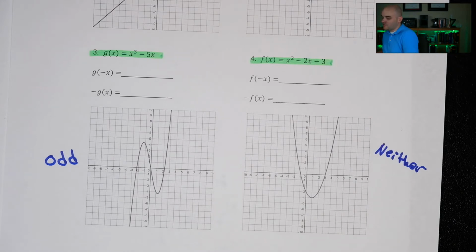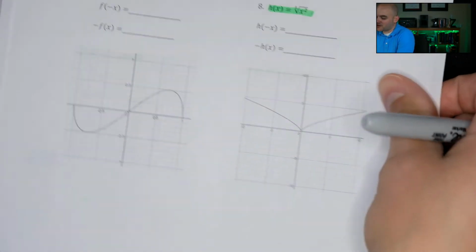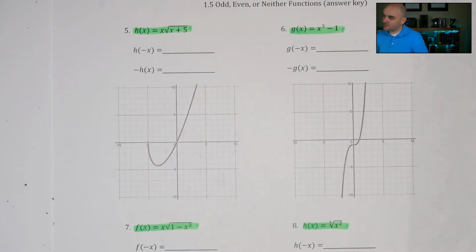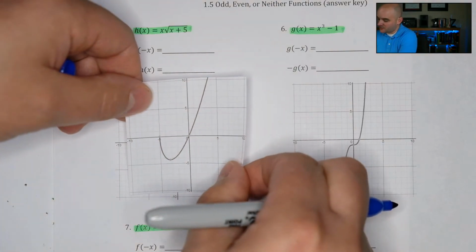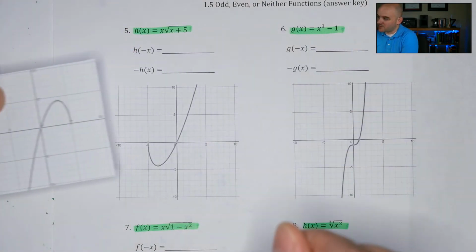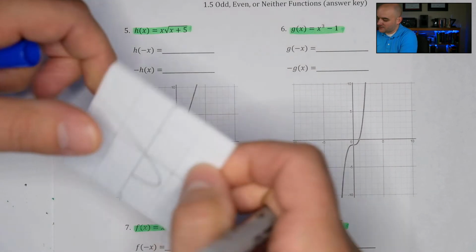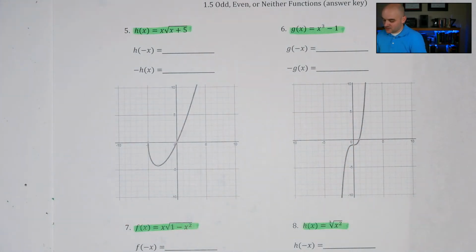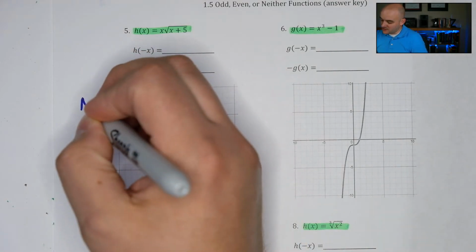All right, let's move over to the back of this thing. Look at number 5. So in number 5, if we take and turn this 180 degrees, it doesn't match up. And obviously this one is not symmetrical at all. If we fold it on the y-axis, it's not going to match up that way either. So this is a neither also.